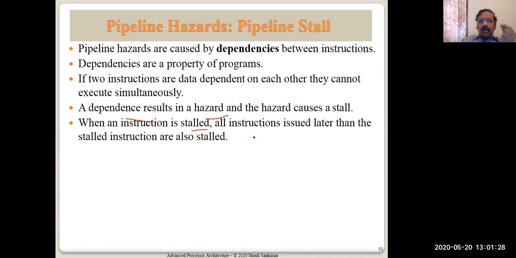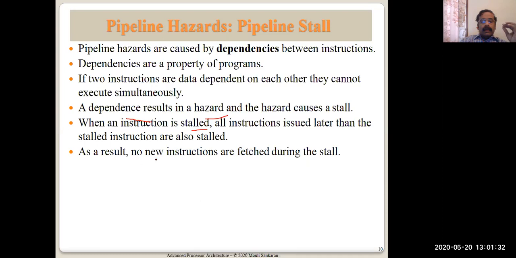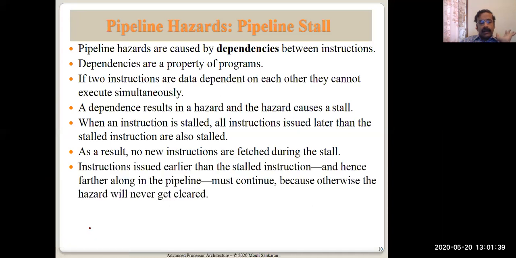When an instruction is stalled, all instructions issued later are also stalled. As a result, no new instructions are fetched during the stall. Okay, no new instructions are fetched. I explained that to you already. Okay, one more thing I will tell you before I stop.